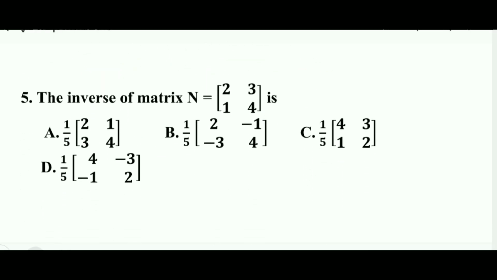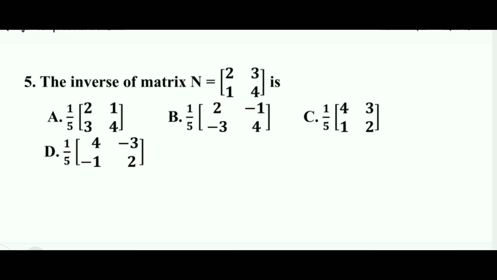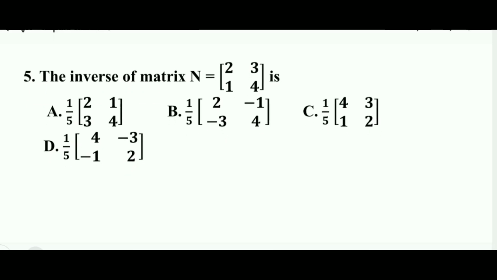The next problem here is also a question on matrix. It says find the inverse of matrix n, 2, 3, 1, 4. This is also a 2 by 2 matrix. I call it a 2 by 2 matrix because it is made up of 2 columns and 2 rows. This is the column and this is the row. 2 columns and 2 rows. So what is the inverse of n? Inverse is represented with this symbol. This represents inverse.